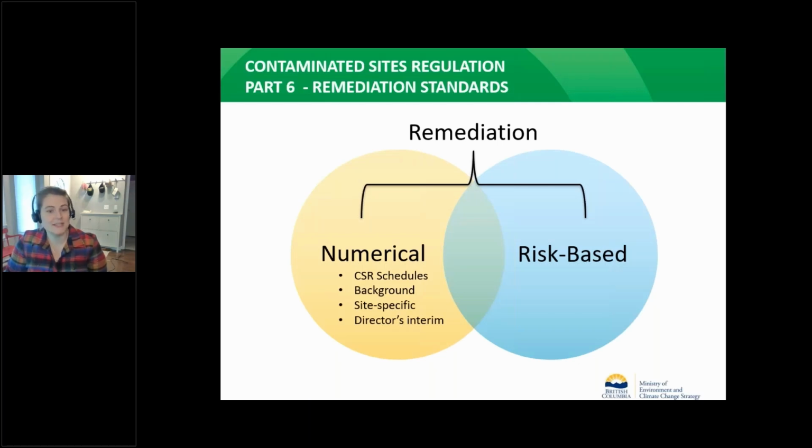A director of waste management also has the legal power to adopt additional standards when he or she believes they are necessary to protect human or ecological health. These are known as director's interim numerical standards. Risk-based standards are acceptable risk levels resulting from exposure to a substance. A site is considered satisfactorily remediated to risk-based standards when a risk assessment demonstrates that any risk associated with the site does not exceed the levels provided in the CSR or in Protocol 1. Next slide, please.